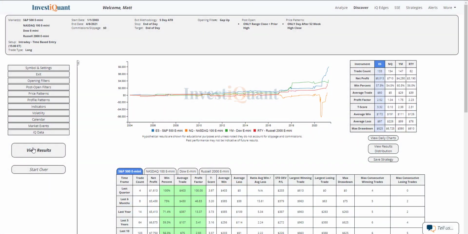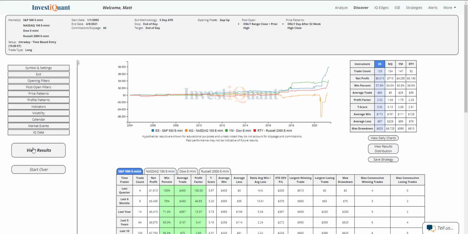And here we go. These are the results based upon going long at 3 p.m. Eastern time, exiting at the close, 4:15 p.m. Eastern time, when you gap up after a 52-week high close, and then at 3 p.m. you're still trading above the prior session high of day. So this is a strong market environment. You're trading up above the prior day's high. The prior day closed at a 52-week high. So this is a fairly common pattern.